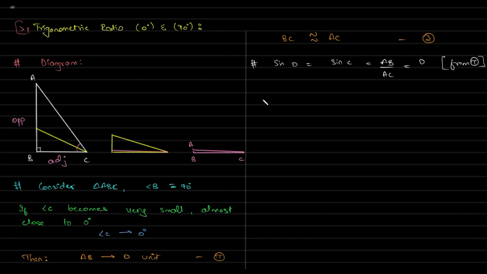And next we have cos 0. Cos 0 is cos of C. Cos C is adjacent BC by hypotenuse AC. Since they are almost equal, it will be equal to 1. This is from equation 2. And next we have tan 0. Tan 0 is with respect to angle C, right? We have opposite by adjacent. Its opposite is almost equal to 0. So 0 by anything is 0. This is from equation 1.